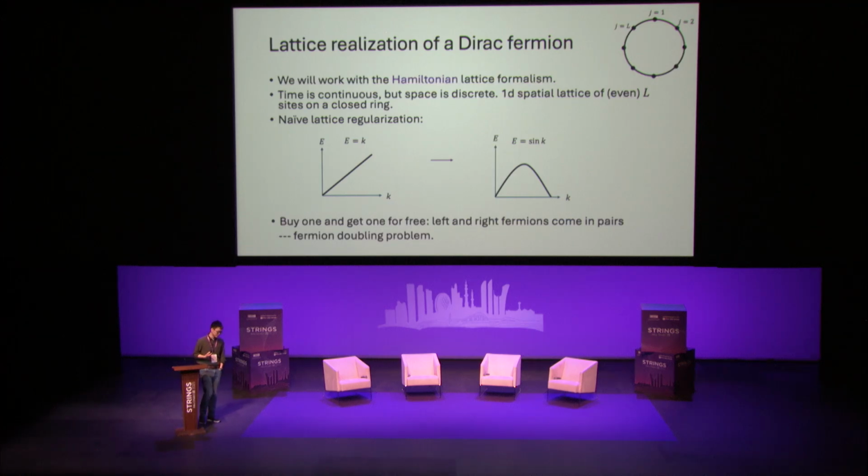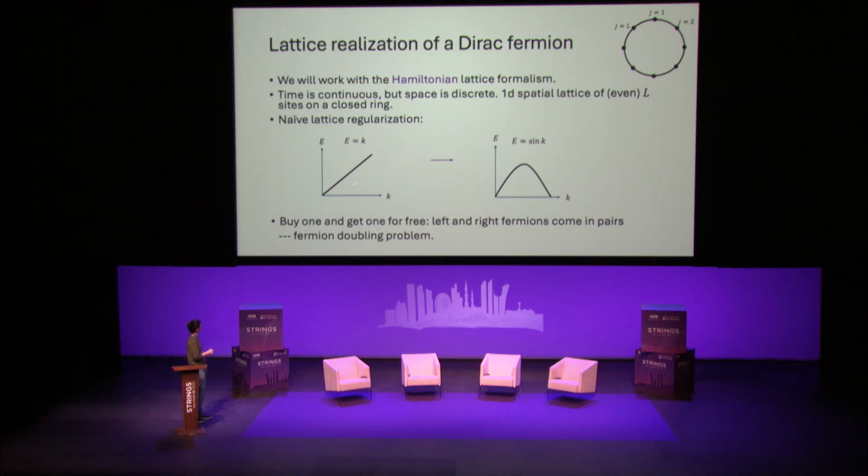A Dirac fermion in the continuum has two complex components. So naively, if you want to regularize it on the lattice, you put two complex fermions on every lattice site. But then you immediately run into an issue. That's the famous fermion doubling problem.